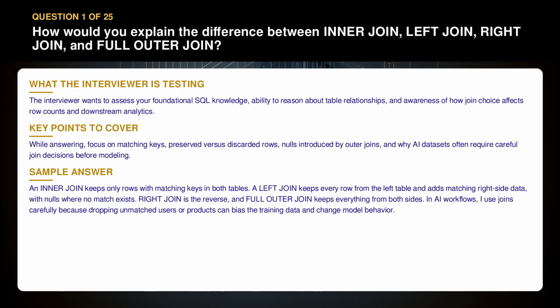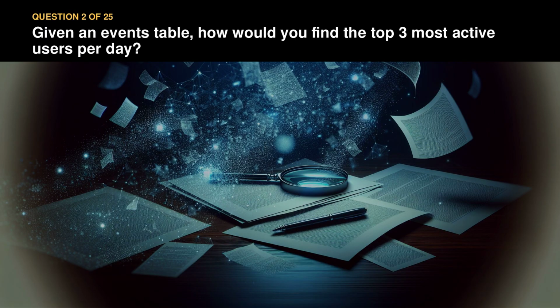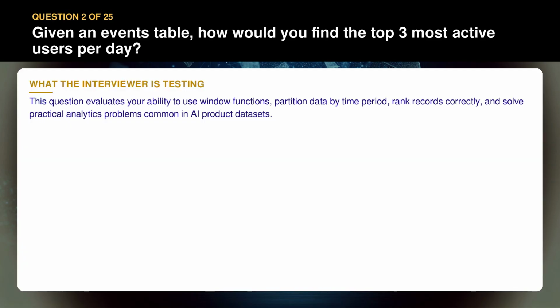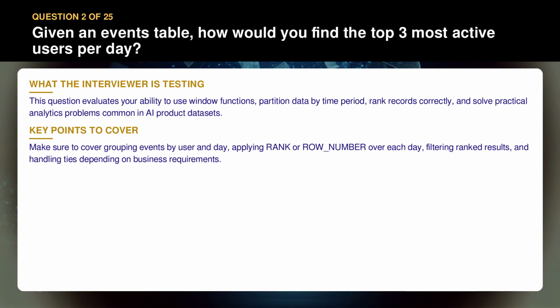Question 2. Given an events table, how would you find the top 3 most active users per day? This question evaluates your ability to use window functions, partition data by time period, rank records correctly, and solve practical analytics problems common in AI product datasets. Make sure to cover grouping events by user and day, applying rank or row number over each day, filtering ranked results, and handling ties depending on business requirements.